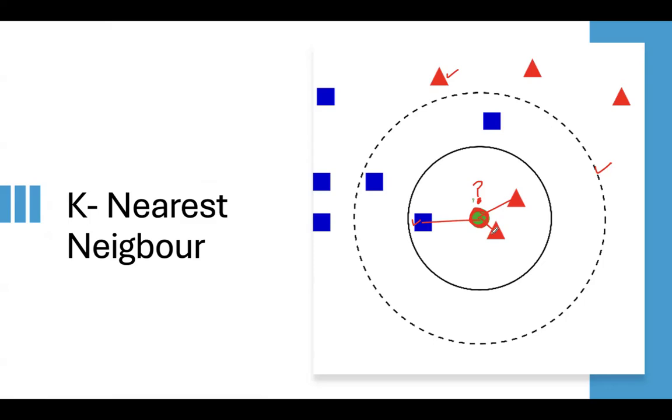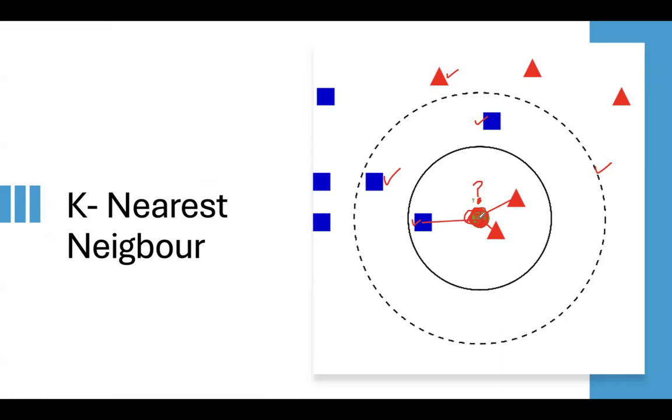In fact, k is 5 in this case. So I've got 2 more squares. And then in that case, the majority belongs to squares. Therefore, this point would be considered as a square.